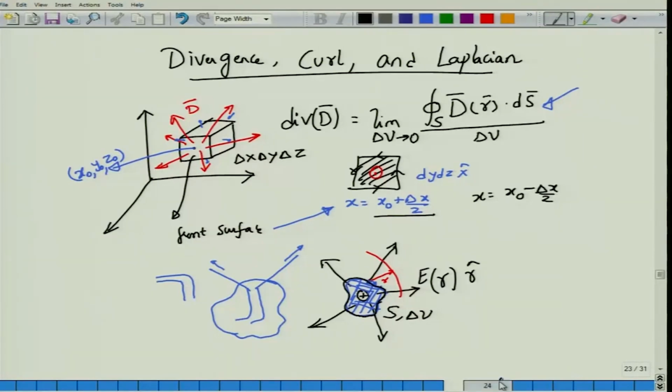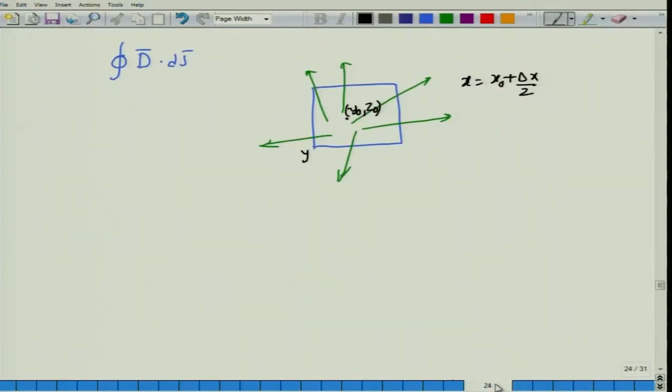Focusing our attention only on the front surface, I have to find out the value of this D vector by fixing x equal to x naught plus delta x by 2 and allowing it to vary with respect to y and z, in the limit of y naught minus delta y by 2 to y naught plus delta y by 2 and z naught minus delta z by 2 to z naught plus delta z by 2. So let us say I pick this particular point.